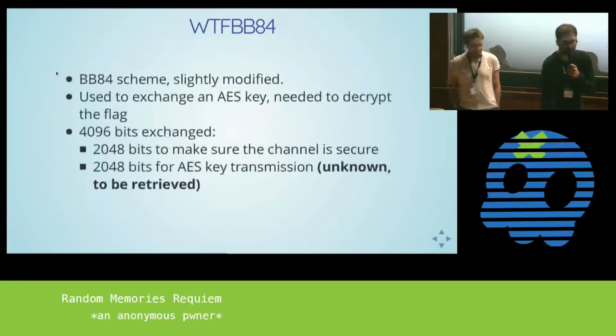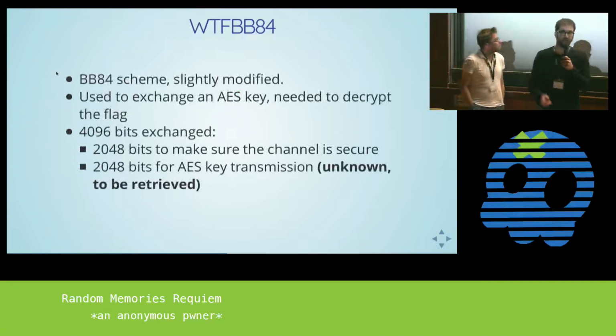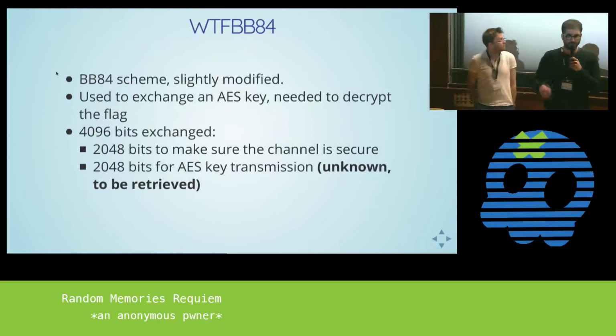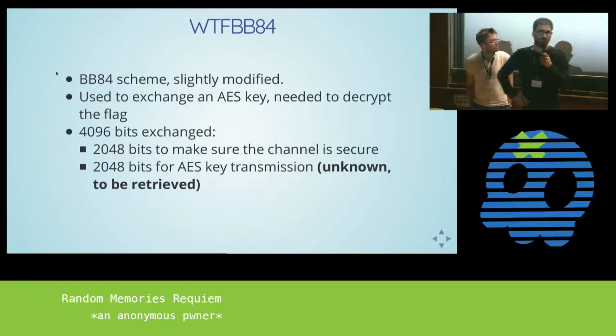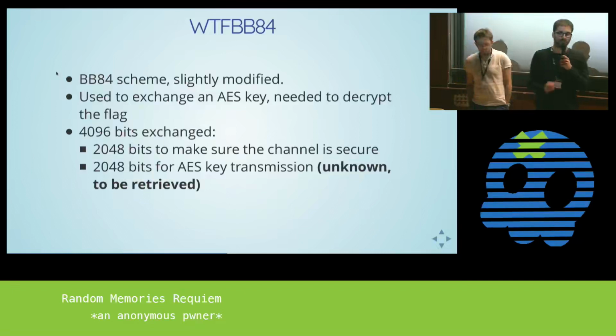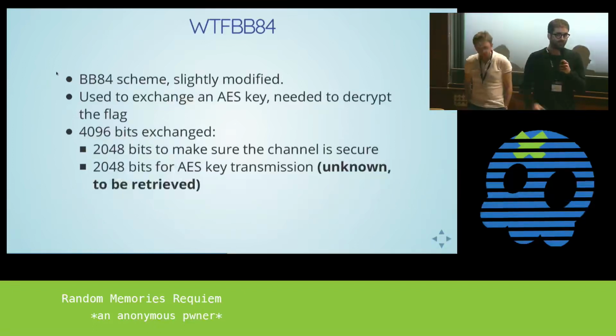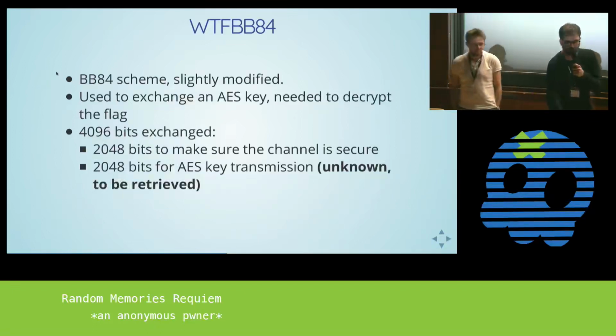So the challenge is actually this BB84 scheme, which was the first scheme designed for quantum key exchange, and it's used to exchange an AES key, which is needed to decrypt a file, which is a flag. So many bits are exchanged. The first ones are sent to make sure the channel between Alice and Bob is secure, and the other ones are the ones which contain the AES key transmission, and we don't have them. We have to guess them. So we'll see after how to do this.